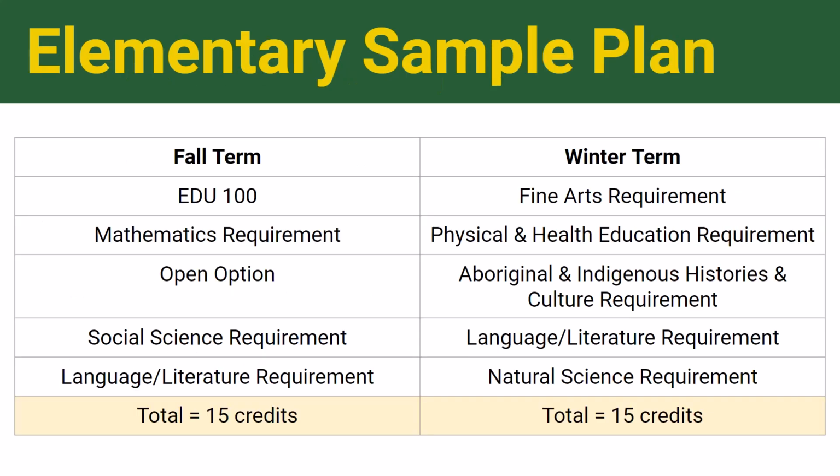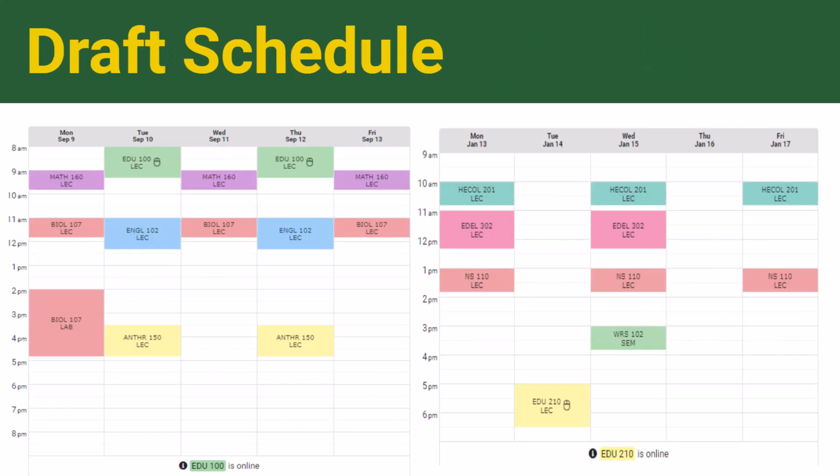Here is an example of what a first year might look like for a student in the elementary program. They are taking EDU 100s as it's a prerequisite for higher level courses, and they are taking generalist courses to fill their degree. This is considered full-time as they are taking 5 courses per semester. This is what it would look like on your schedule builder. Note that some courses are delivered in person and others are delivered online asynchronously.